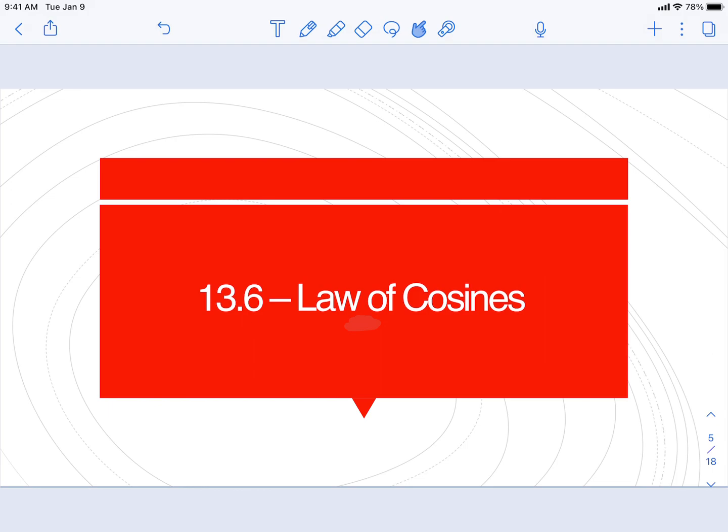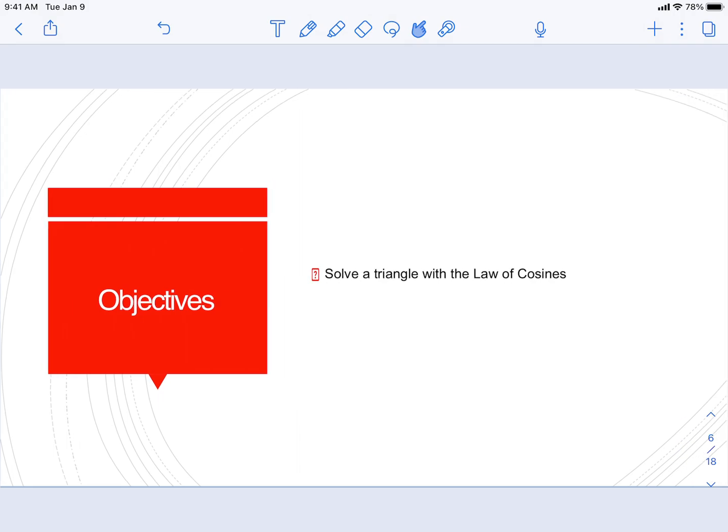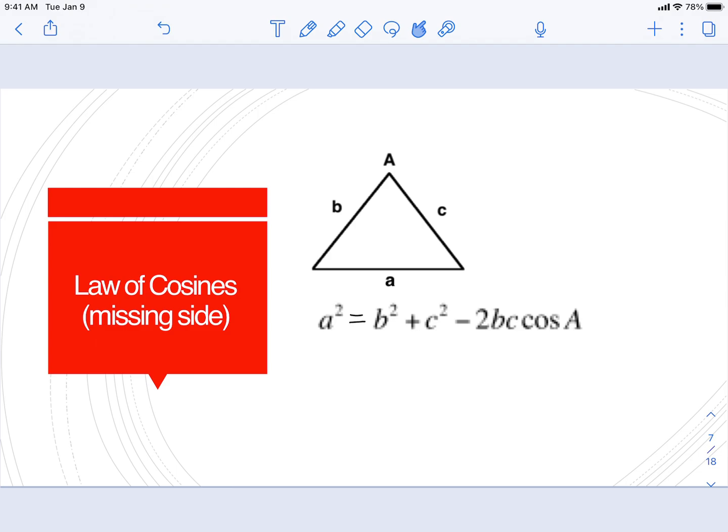This is 13.6, the law of cosines. So in this video, we will be solving triangles using the law of cosines. All right, so the first version of law of cosines is this. And this is specifically for finding a missing side. So we've got a squared equals b squared plus c squared minus 2bc cosine of A.